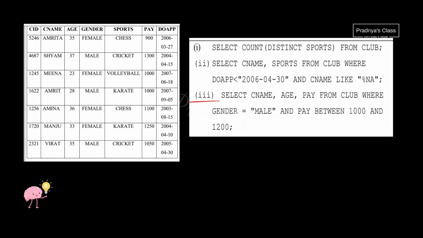Select C name, age and pay. The first column will be C name, the second will be age and third will be pay. It's time to check out the conditions. The first condition is gender should be male. Here also we are using the logical operator AND. After that we have second condition. Pay should be between 1000 and 1200.